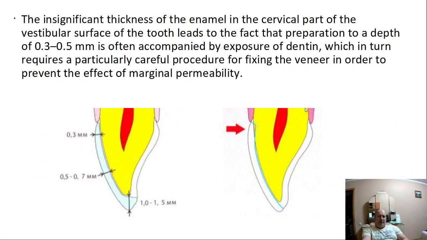The insignificant thickness of enamel on the cervical part, vestibular surface of the tooth leads to the fact that preparation to a depth of 0.3–0.5 is often accompanied by exposure of dentine, which in turn requires a particularly careful procedure for fixing the veneer in order to prevent the effect of marginal permeability.